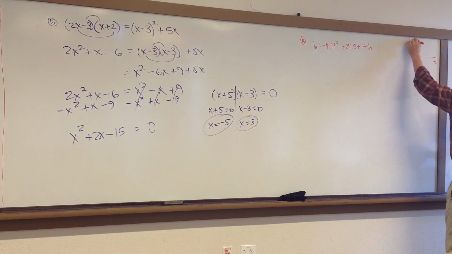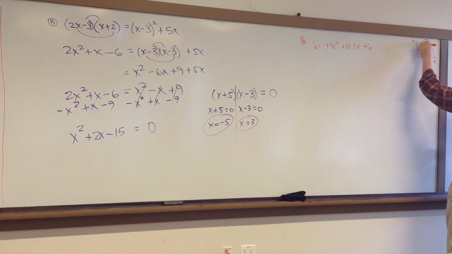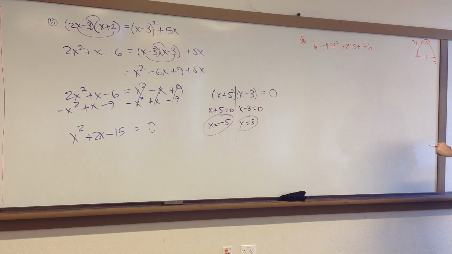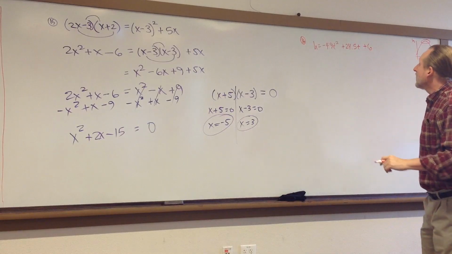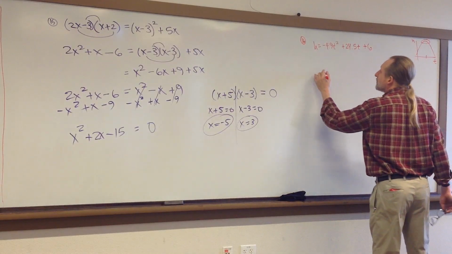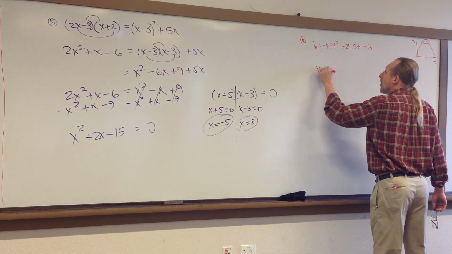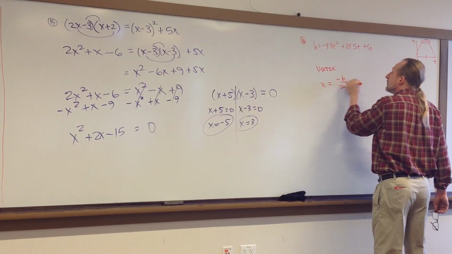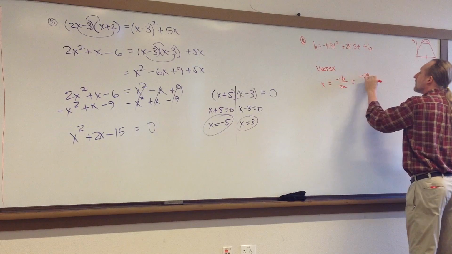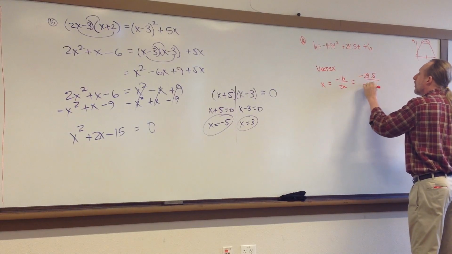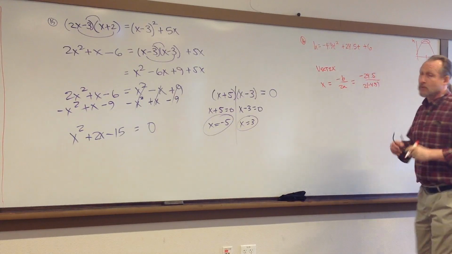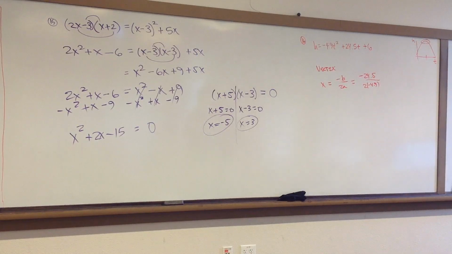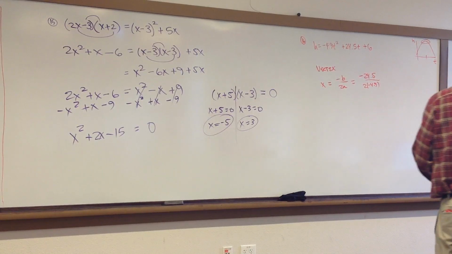If you put time down here and height over here, typically you're going to get something that looks like this. The highest point is the vertex of the parabola. That's the way this is set up. And remember that for your vertex, the x-coordinate is negative b over 2a. So negative 24.5 over 2 times negative 4.9. So let's see what we get out of this.